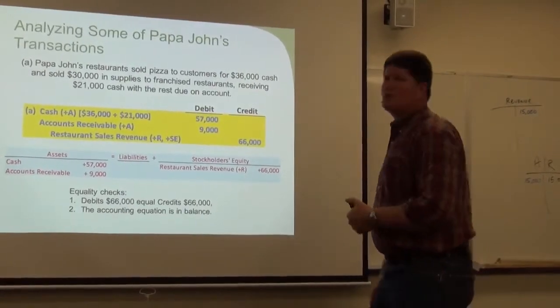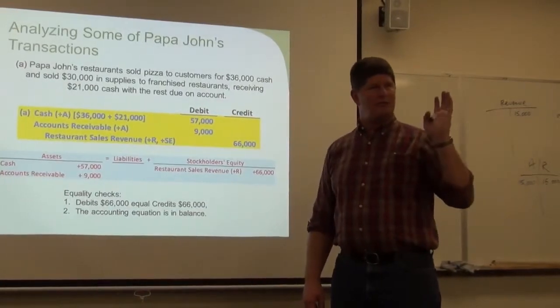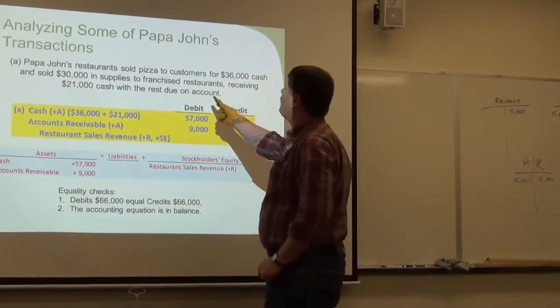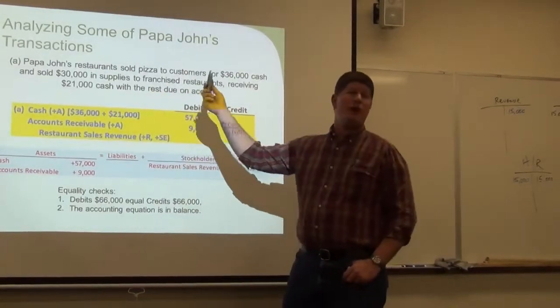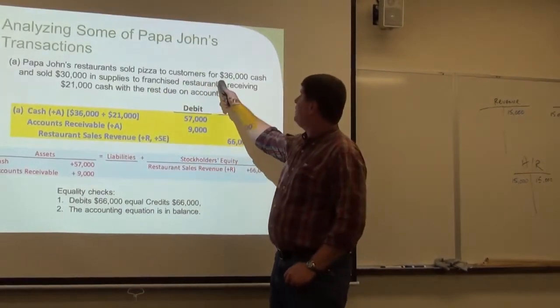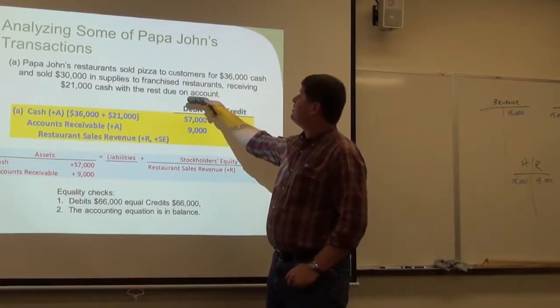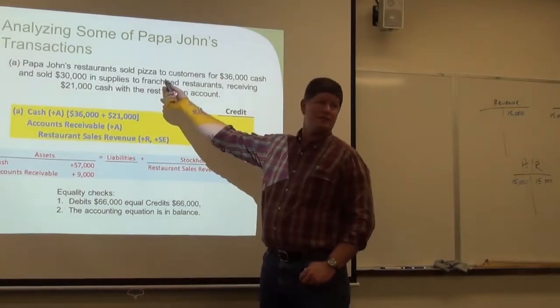Let's do some transactions, just so that we all get a little bit more comfortable with it. Fair enough? Pretty straightforward. The book uses Papa John's as our example. They sell pizza and they sell supplies to the franchisees.